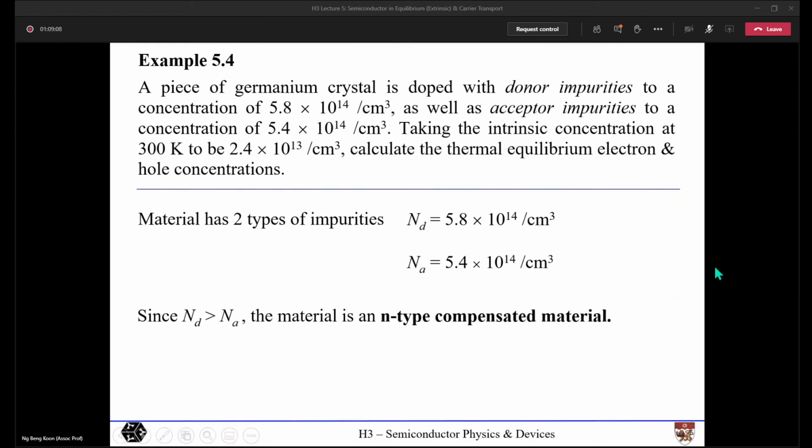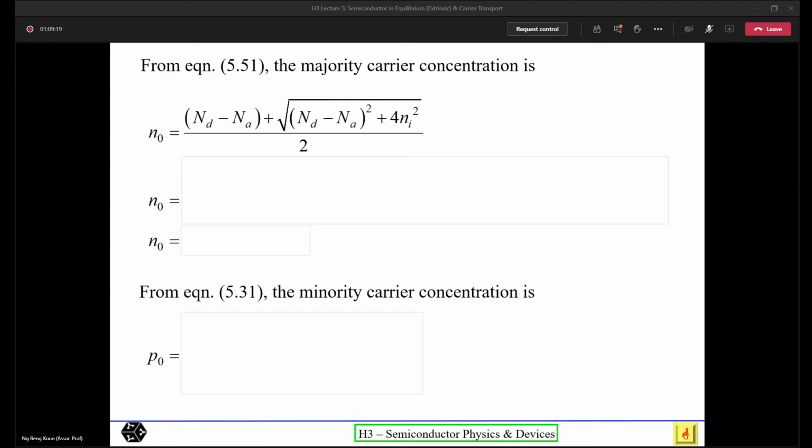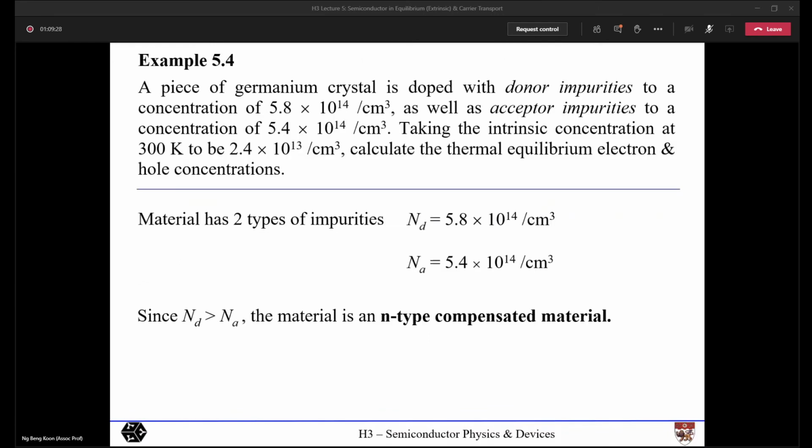Okay, so this is an N-type compensated semiconductor material because you have both dopings and donor doping is greater than acceptor doping. So it's a compensated one, but it's N-type. Now, if you apply the solution of the quadratic equation to find out the majority carrier concentration, because in this case, you find the net doping, the difference between the two is 0.4 by 10 power of 14, compared to the intrinsic carrier concentration, which is 2.4 by 10 power 13. The net doping is only a little bit more than the intrinsic carrier concentration. It's not even 10 times, right?